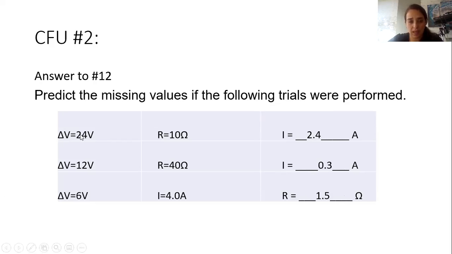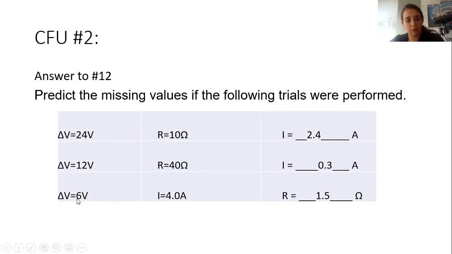You should have noticed that if I divide the voltage by the resistance, it gives you this value here. So 24 divided by 10 is equal to 2.4. The same thing is true here. If I divide my voltage by the resistance, so 12 divided by 40, it's going to be equal to 0.3, so that gives me the current.